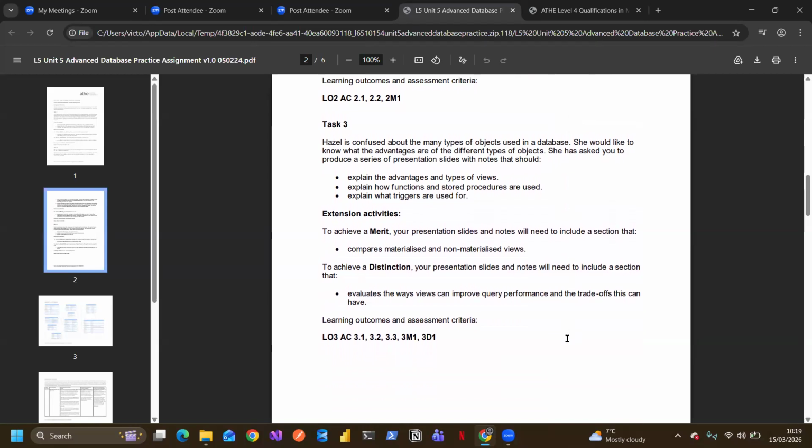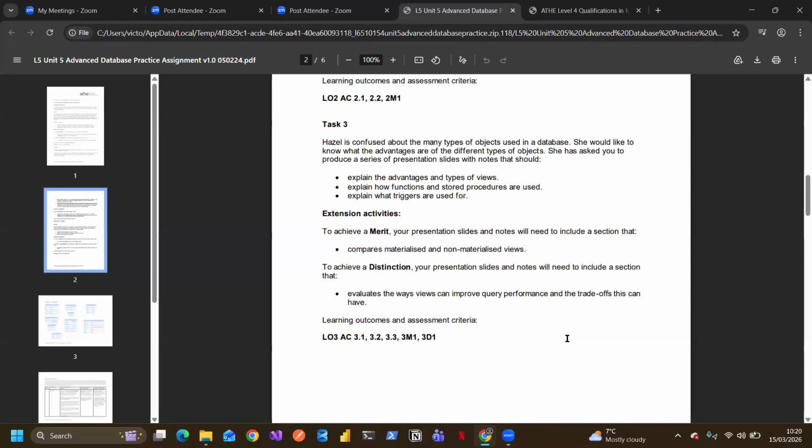Task 3. Hazel is confused about the many types of object using the database. She would like to know what the advantages are of the different type of object. She has asked you to produce a series of presentation slides with notes that should explain the advantage and type of views, explain how functions and stored procedures are used, explain what triggers are used for.